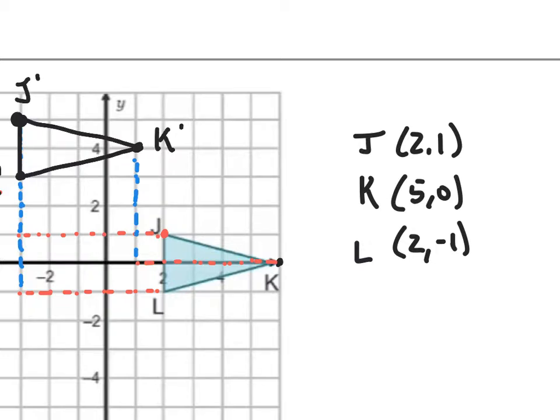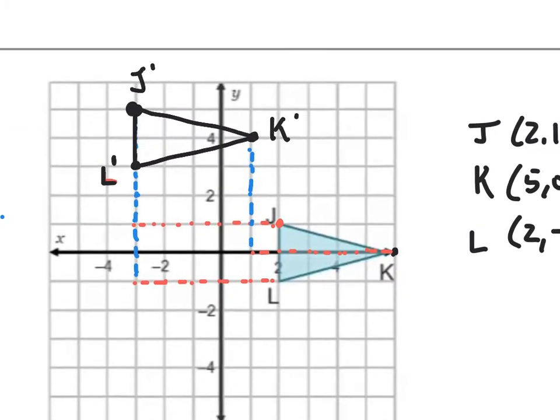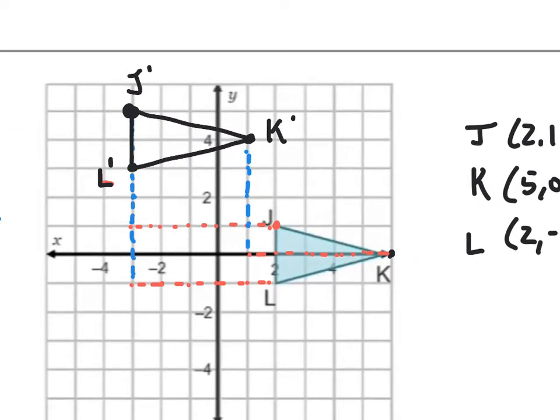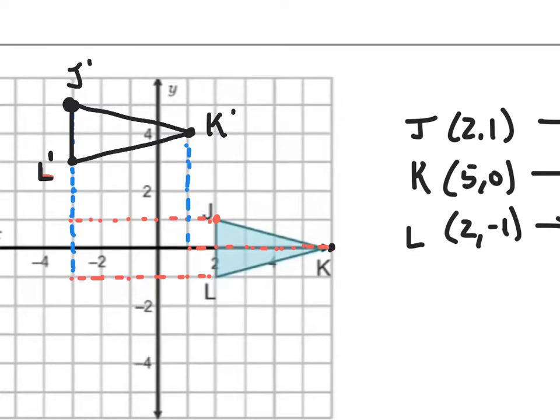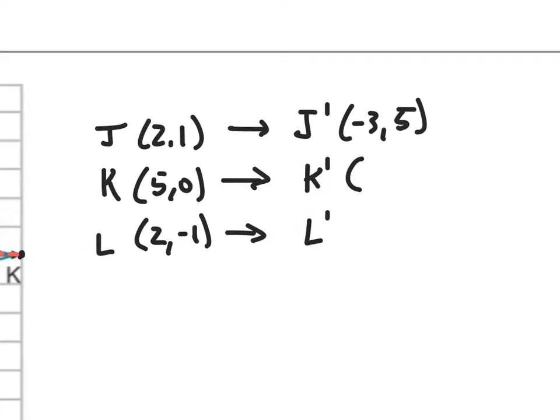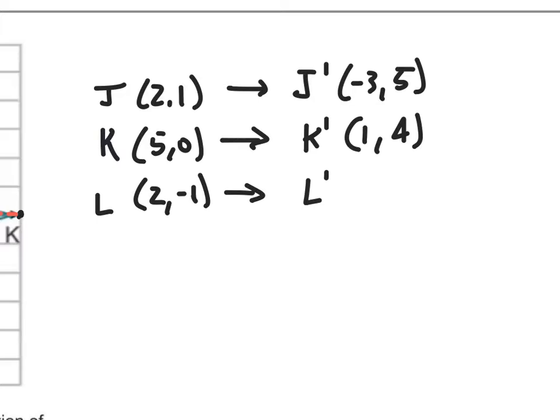Now, once we translate this and get our new points for J prime, K prime, and L prime, what I want to do is see what those are. J prime is negative 3, 5. K prime is going to be 1, 4. And then L prime is going to be negative 3, 3.